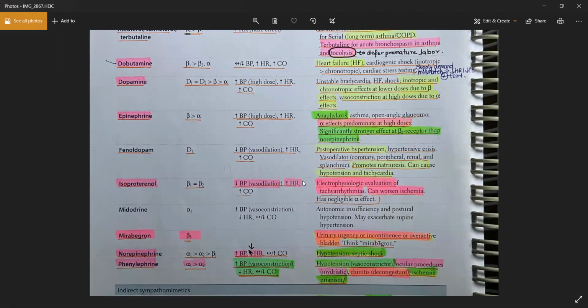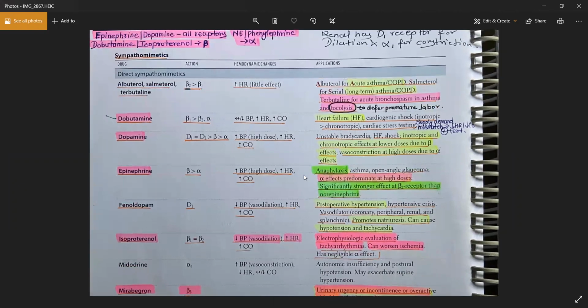One is reflexive and one is direct. In case of vasodilation, because the BP is dropping, the sympathetic system will be activated and it will increase the heart rate. That is an indirect heart rate increase, right? But in this scenario, because they are stimulating the beta 1 receptor directly, you will get a direct heart rate increase, and you will get an increase in cardiac output. And just like any other beta 1 stimulating agent, they can worsen ischemia because of the supply-demand mismatch, right? And they have negligible alpha effects, which is very important.